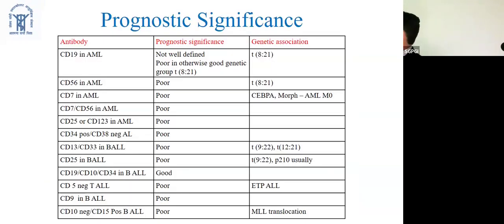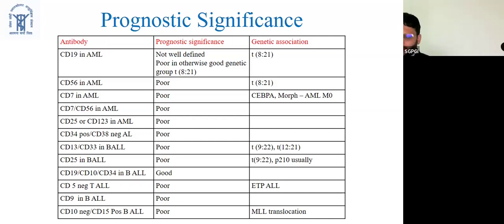So these are the markers that I talked about. Some markers will help you in prognosticating. Expression of this marker may have a good prognosis, expression of that marker may have a bad prognosis. And they tell you about the genetic association: expression of CD19 and CD56 in AML have more propensity of these tumors having translocation 8;21, expression of CD25 in B-ALL have more propensity towards harboring a translocation 9;22 mutation, and so on and so forth.